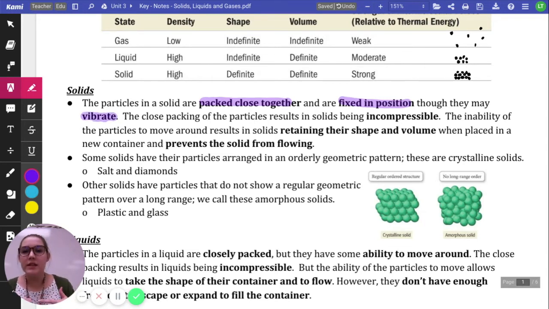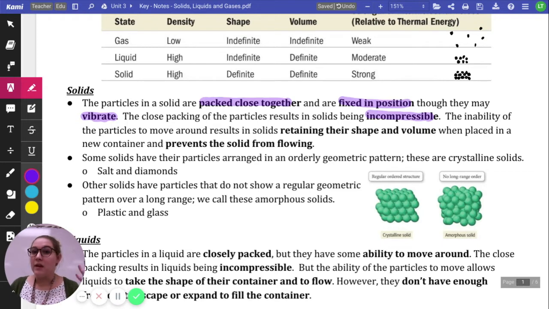Now, this leads to some of the properties of solids. Because they are so close together, they are incompressible. To be compressible means basically I can squeeze my particles closer together. Now, my solids are already as close as they can possibly get, so I can't compress them. I can't squeeze those particles into a smaller space because they're already so close.